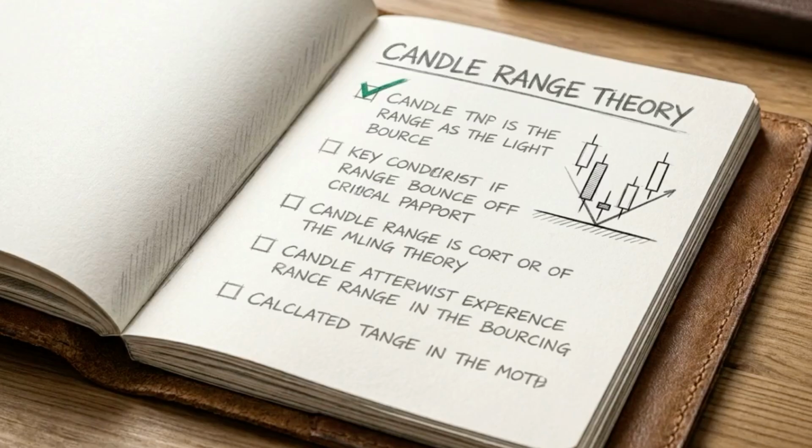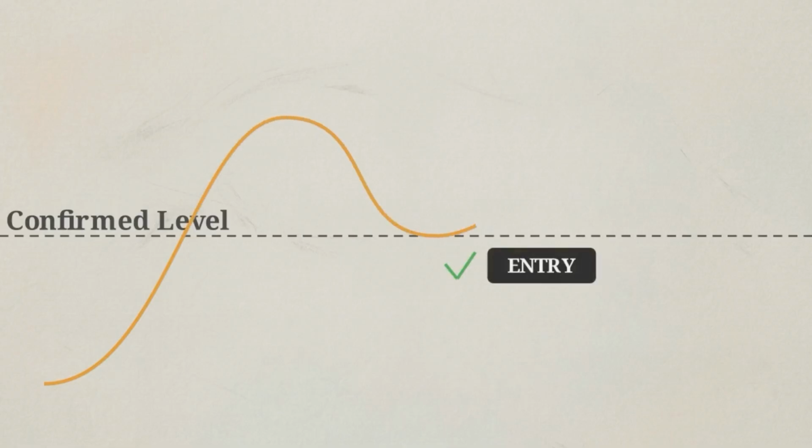Candle range theory provides a repeatable process for identifying price traps, allowing you to enter the market only after the initial manipulation has been confirmed.